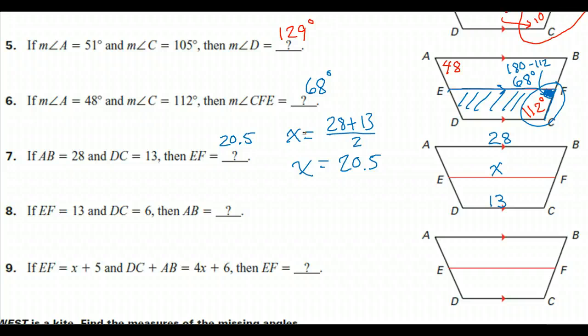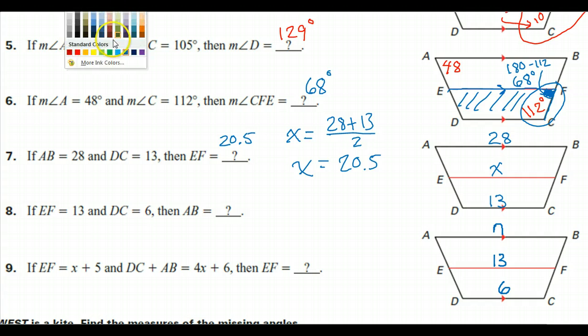Okay, let's look at number 8. EF is 13, so that means this is 13. DC is 6. And then find AB. So this time we're looking for this. I think I'm going to call it N this time, just so the work doesn't get confused with the other part. In fact, I think I'll change colors for that matter.